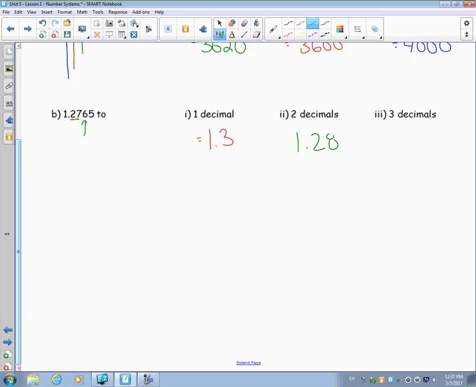And to 3 decimals, I'm looking at the 6. I look to the right of that. I see a 5. 5 or higher, I round up. So 1.277. You often are asked to round things in this next unit we're going to look at.